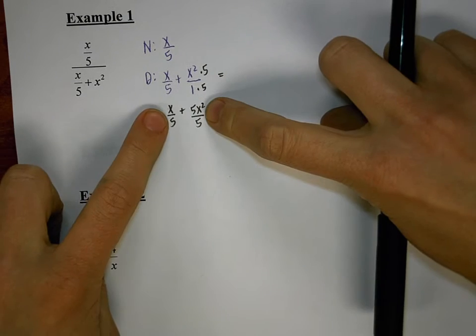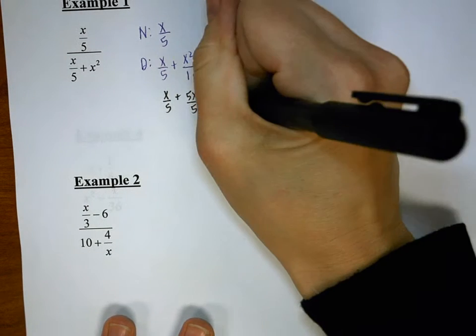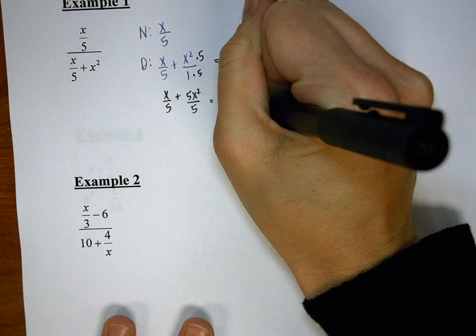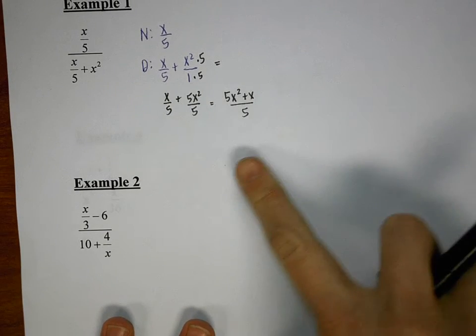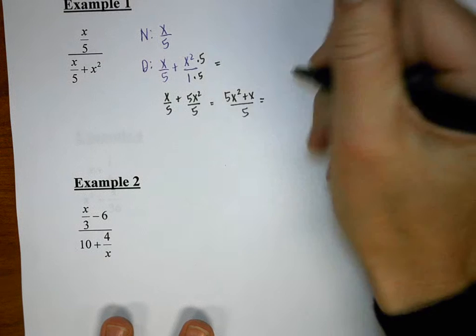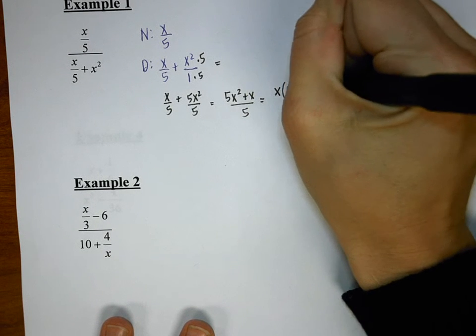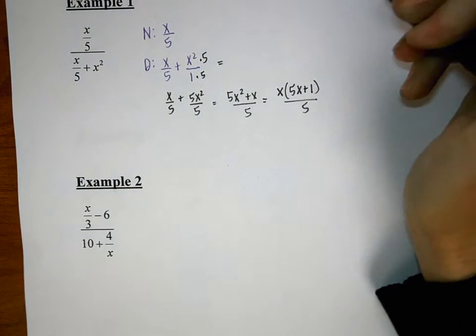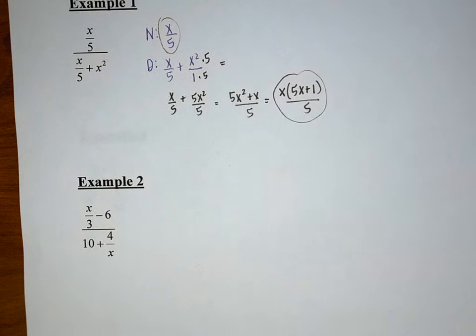Now I can't add x squared and x together. So that means when I write this out, I have it as 5x squared plus x over 5. And if you can end up factoring this, you want to. And we can, okay? So we can take out our GCF of x. So I have x times 5x plus 1 over 5. So my numerator is simplified, and now my denominator is simplified.